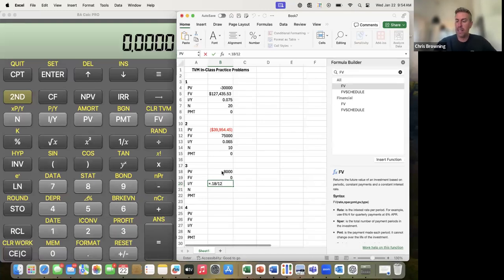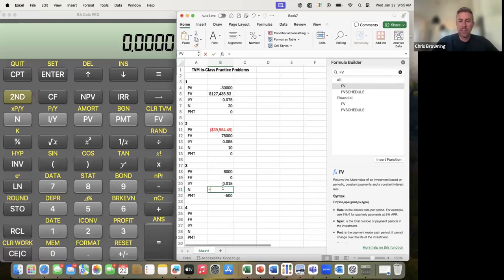All right, so here we need to get it to monthly. We'll divide it by 12. Okay. Up next, it asks for our N, that's what we're looking for. And our payment is $500. Now this payment is an outflow, so we'll make that a negative $500, and we're ready to solve this problem.